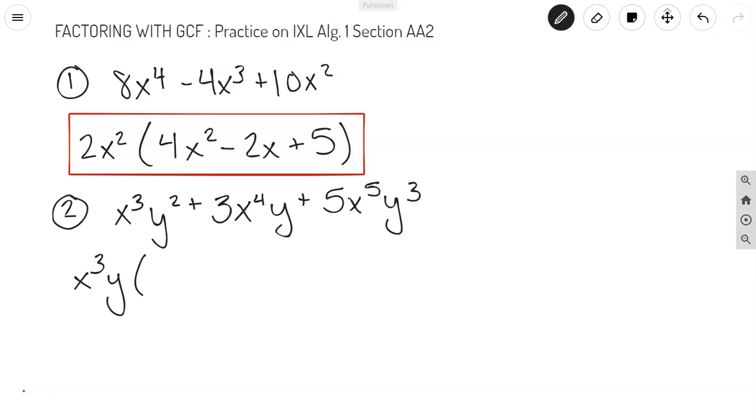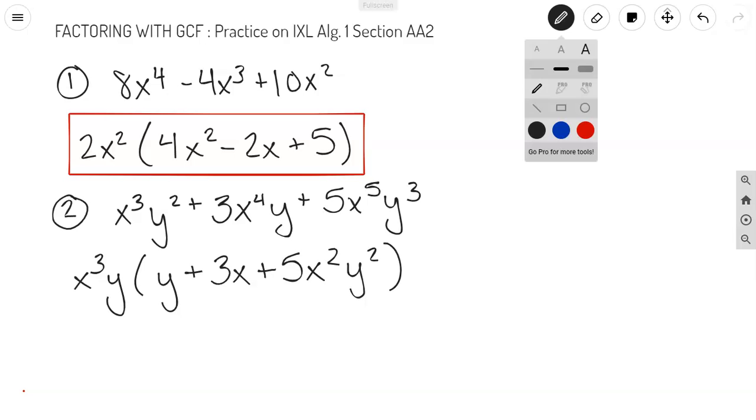Now I write what's left. x^3's cancel, y^2 over y is just y, plus, I didn't touch the numbers, so I'm going to leave my 3 there. x^4 over x^3 is just 1x. And then y and y, they cancel, so I just move to plus 5, x^5 over x^3 is x^2, and y^3 over y just leaves me with y^2, because 3 minus 1 is 2. And that's my answer.